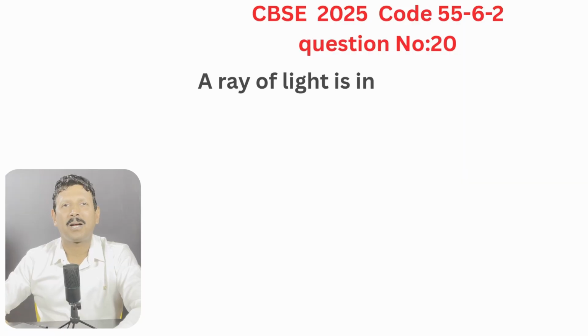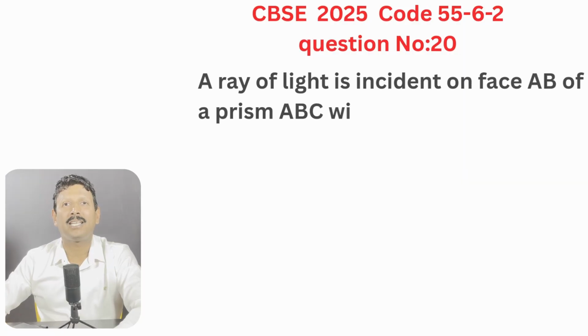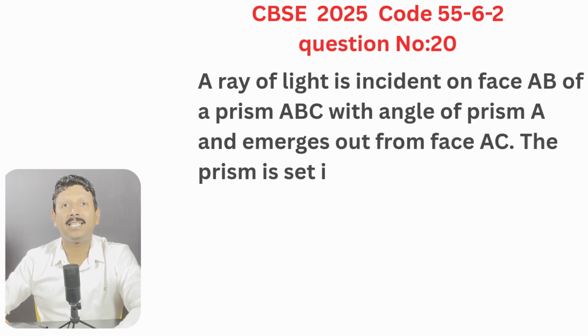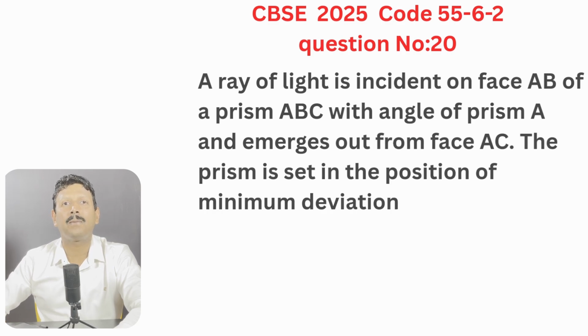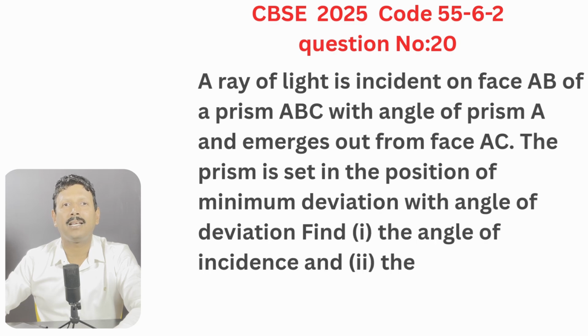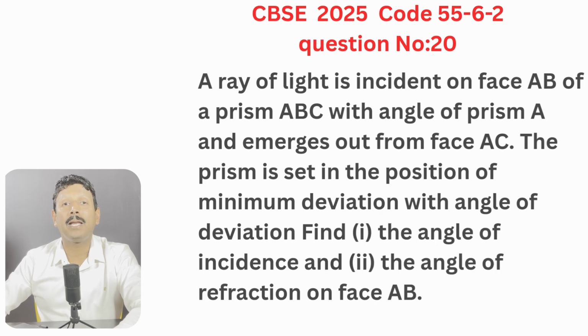Students, today I am coming with another CBSE question, paper code 5562, question number 20. A ray of light is incident on a face AB of prism ABC with the angle of prism A and emerges out from the face AC. The prism is set in the position of minimum deviation. What we want to find is the angle of incidence and angle of refraction on face AB.